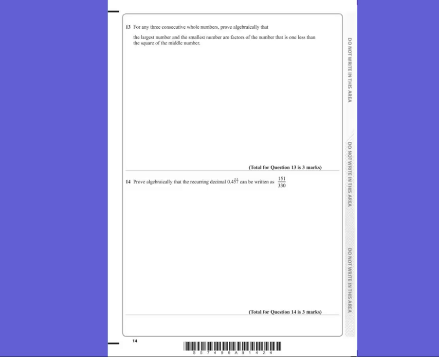Question 13. For any three consecutive whole numbers, prove algebraically that the largest number and the smallest number are factors of the number that is one less than the square of the middle number. So, a bit of a mouthful, but we just need to write down three consecutive numbers. If the first number is n, the next number would be n plus 1, and the next number after that would be n plus 2.